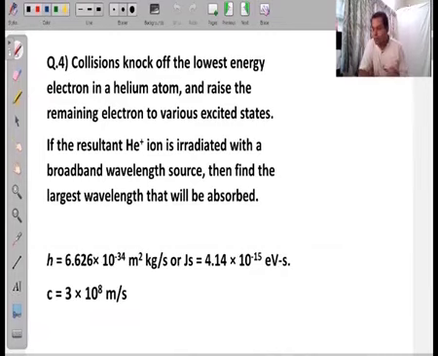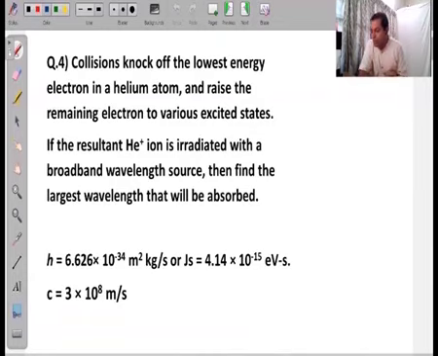So let's go to the next problem, which is question 4 here. Collisions knock off the lowest energy electron in a helium atom and raise the remaining electron to various excited states. If the resultant helium ion is irradiated with a broadband wavelength source, that is, it contains a lot of wavelengths, then find the largest wavelength that would be absorbed.